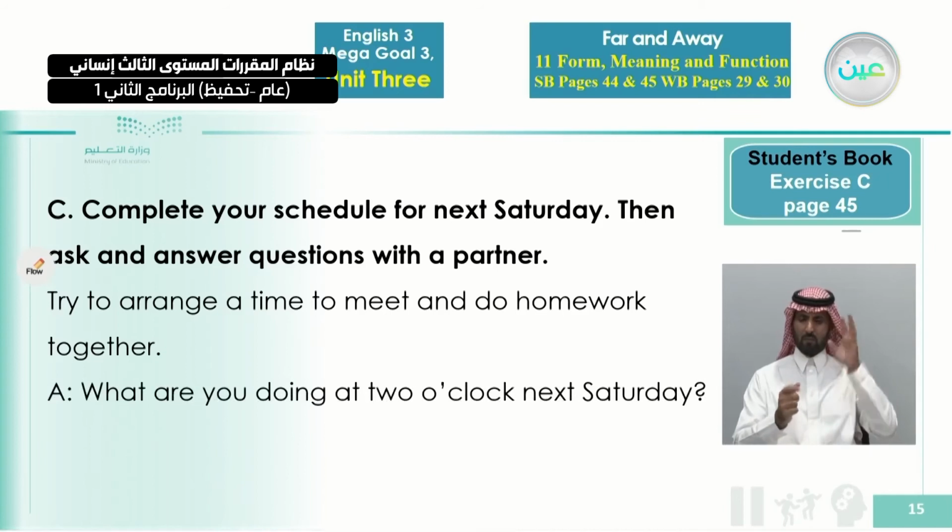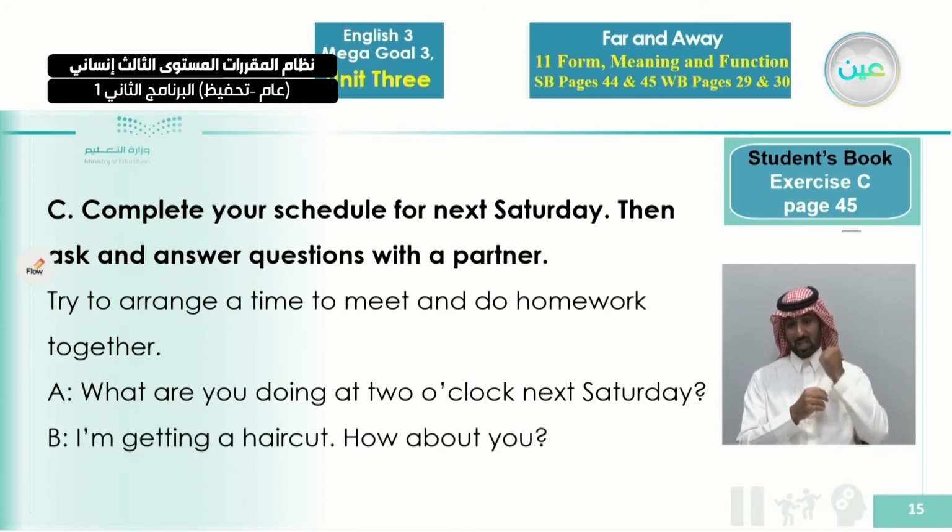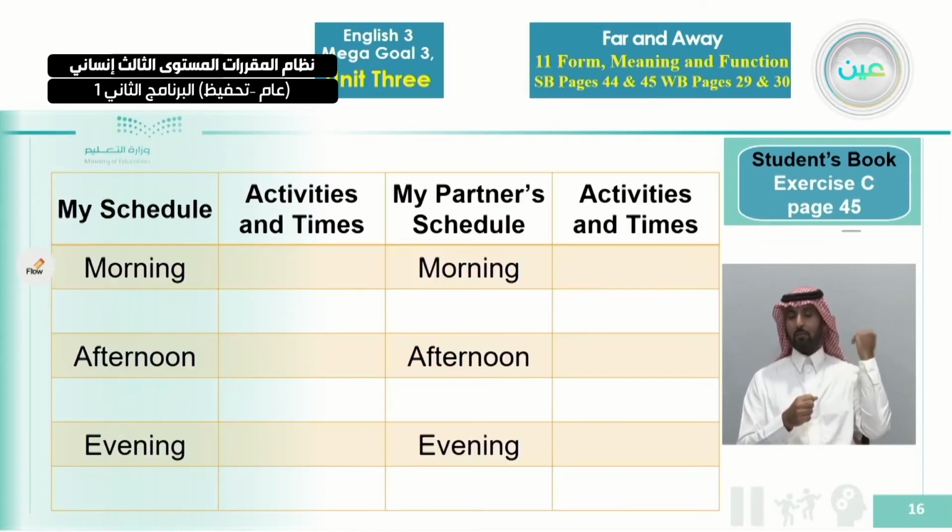And you will see now the schedule, and this is an example of how you are going to form the sentences talking about future. What are you doing at 2 o'clock next Saturday? He's asking you, next Saturday at 2 o'clock, what are you doing? That means in the future. I am getting a haircut. How about you? This is his plan. I'm getting a haircut. What about you? He's asking him the same question.